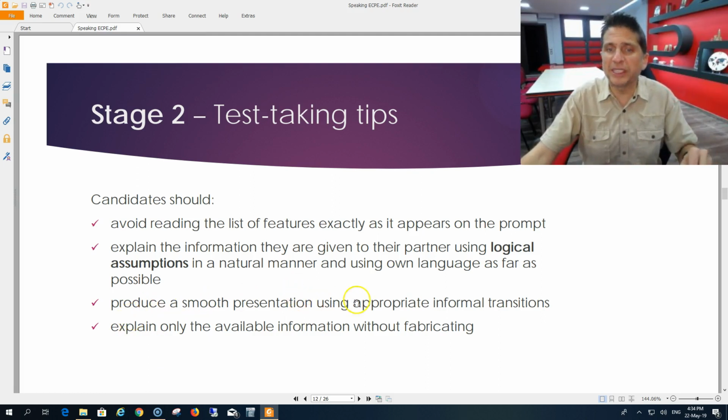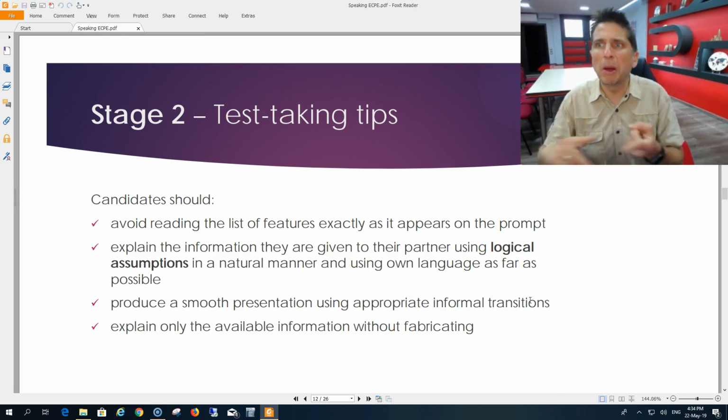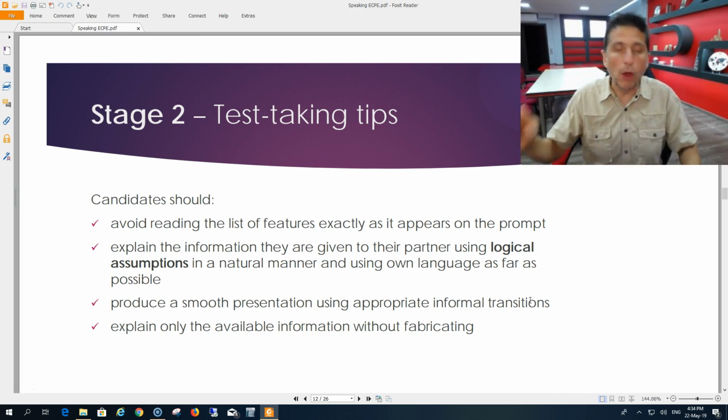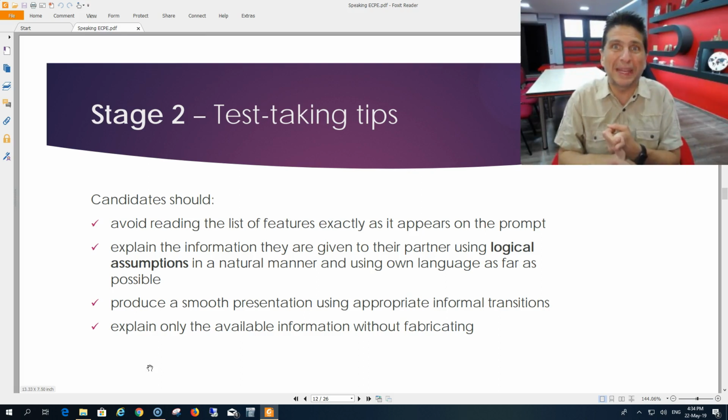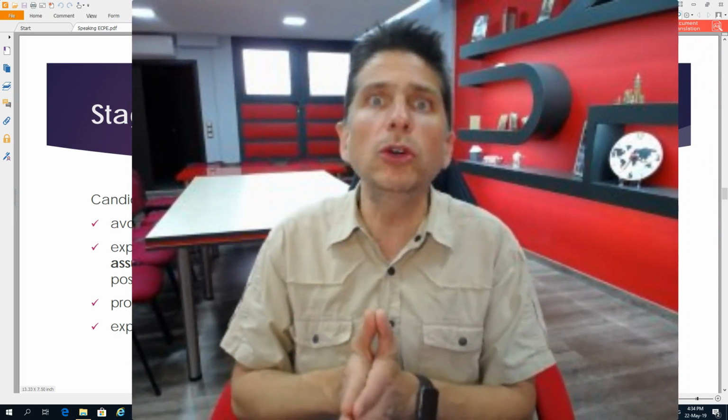Produce smooth presentation using appropriate informal transitions. So avoid using moreover, furthermore, in addition. These are formal and we keep them for the other stages. We don't use them in stage 2. Stage 2, I repeat, it's an informal part. Finally, explain only the available information without fabricating. Don't express an opinion. Try to reward the facts that are given and make logical assumptions. That's all about stage 2.